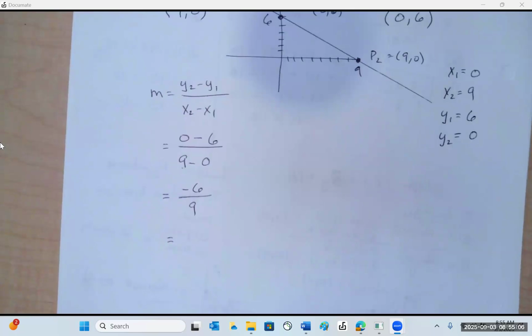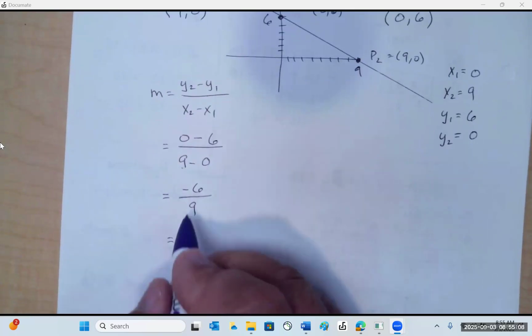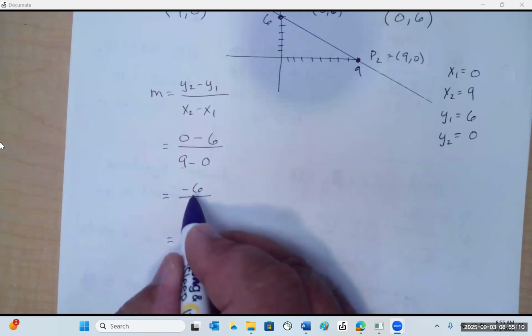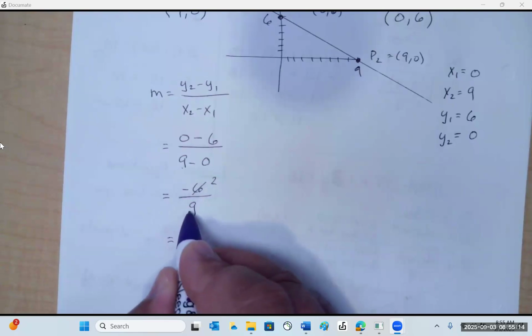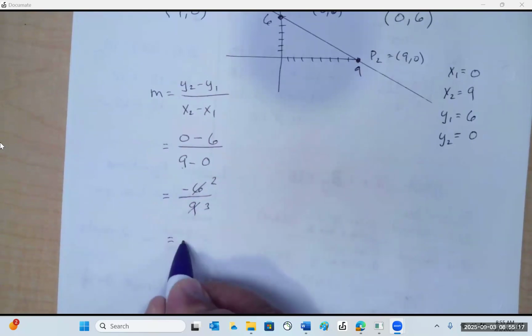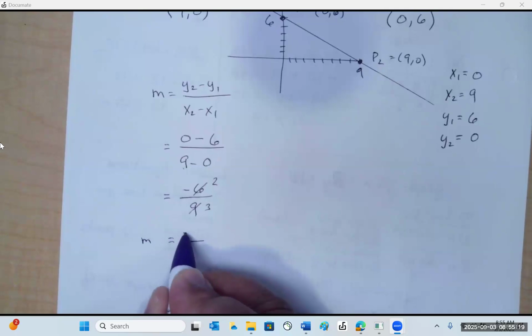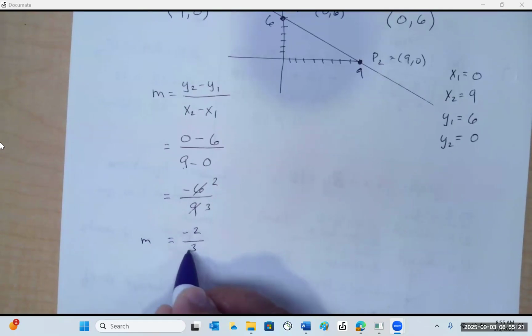Can I simplify them? Yes, they both have a what in common? 3. So how many times does 3 go into 6? And 3 goes into 9. So the slope of my equation is negative 2 over 3.